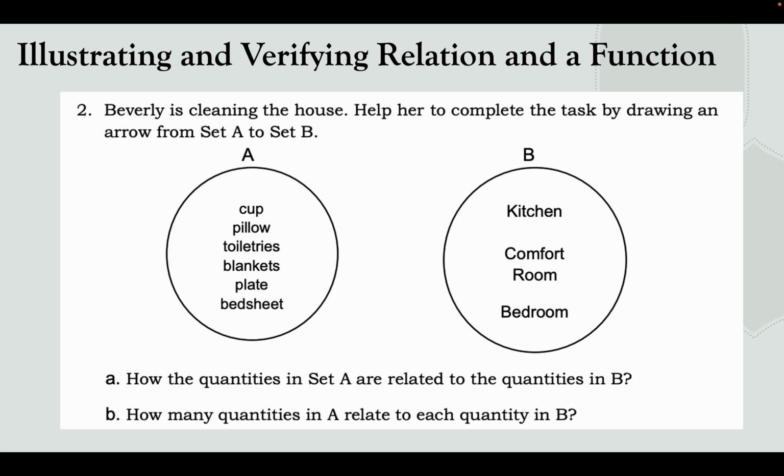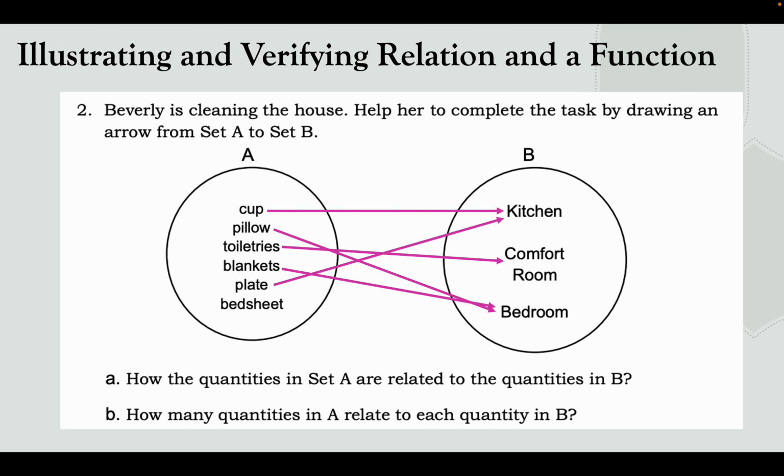So for example, the cup. Where can we find the cup? In the kitchen, right? The pillow, in the bedroom. Toiletries in the comfort room. Blankets in the bedroom. Plate in the kitchen, and bedsheet in the bedroom.